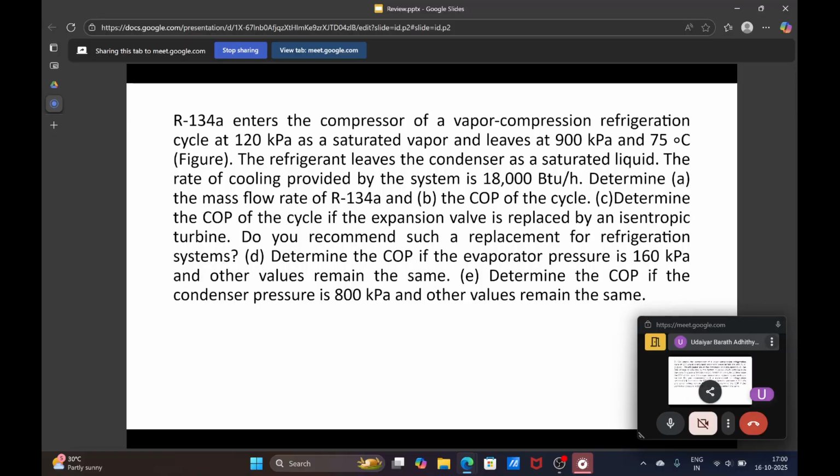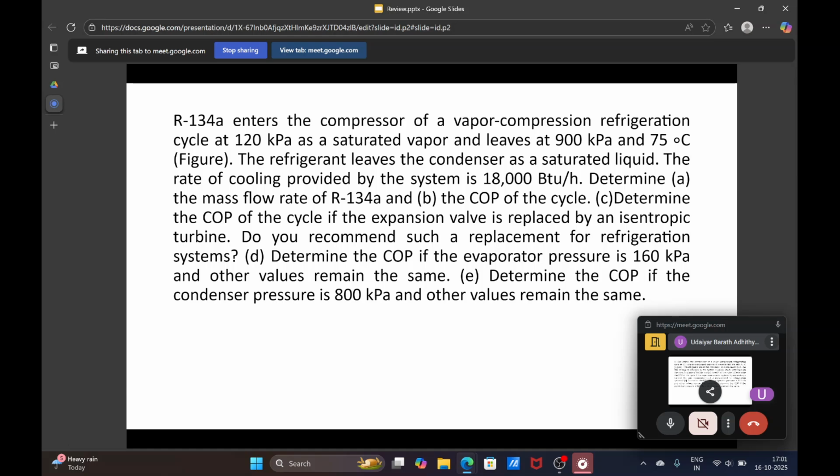The first question is, we have R134A which enters the compressor of a vapor compression refrigeration cycle at 120 kilopascal as a saturated vapor and leaves at 900 kilopascal and 75 degrees Celsius. The refrigerant leaves the condenser as a saturated liquid. The rate of cooling provided by the system is 1000 BTU per hour, which is British thermal unit. We'll see how to convert. Then determine the mass flow rate of R134A.